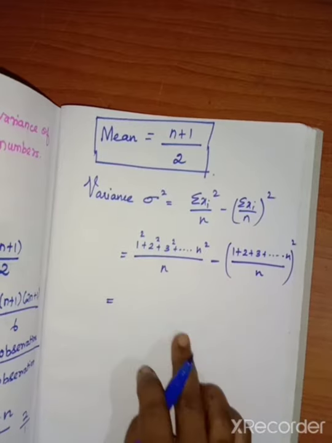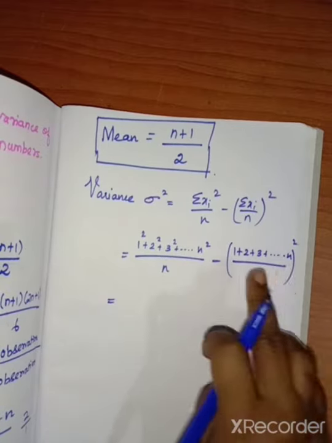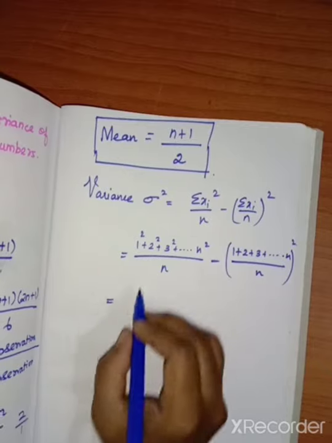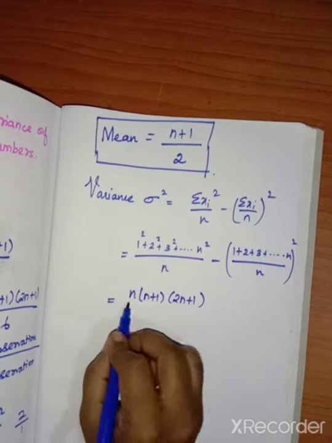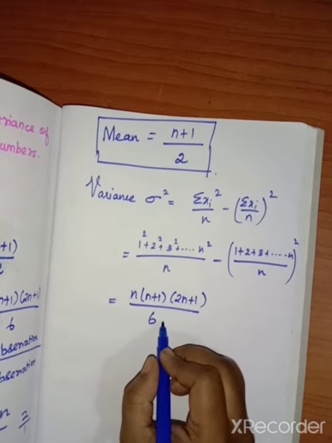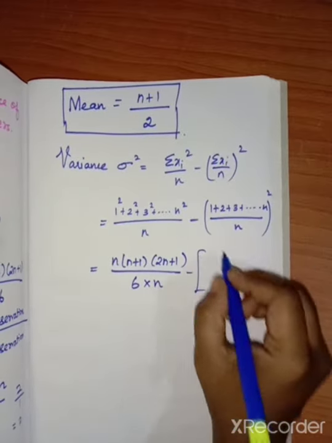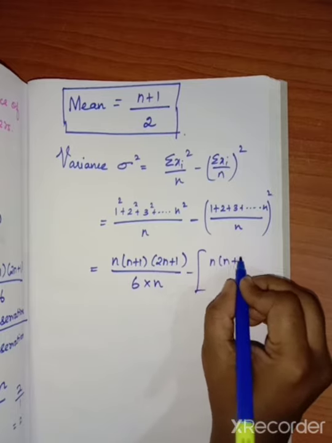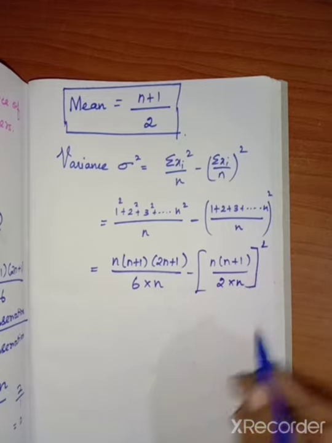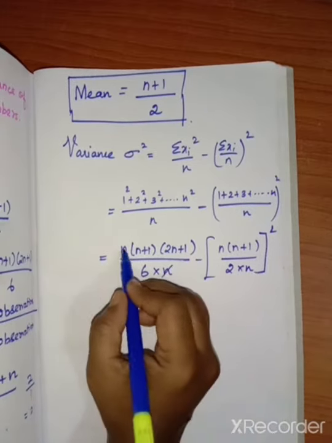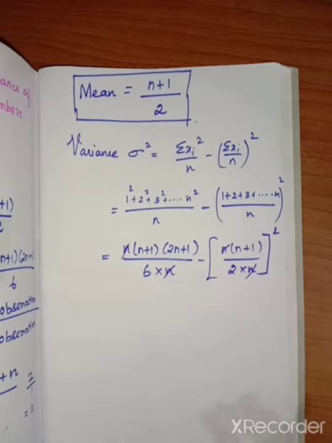Now we can substitute the formula for 1 squared plus 2 squared and so on, and 1 plus 2 plus 3 and so on up to n. So here we can substitute n into n plus 1 into 2n plus 1 divided by 6. This n that is in the denominator alone, we can write straightly, minus, here we can write n into n plus 1 divided by 2 into n, the whole squared. So now n cancels, here also n cancels.